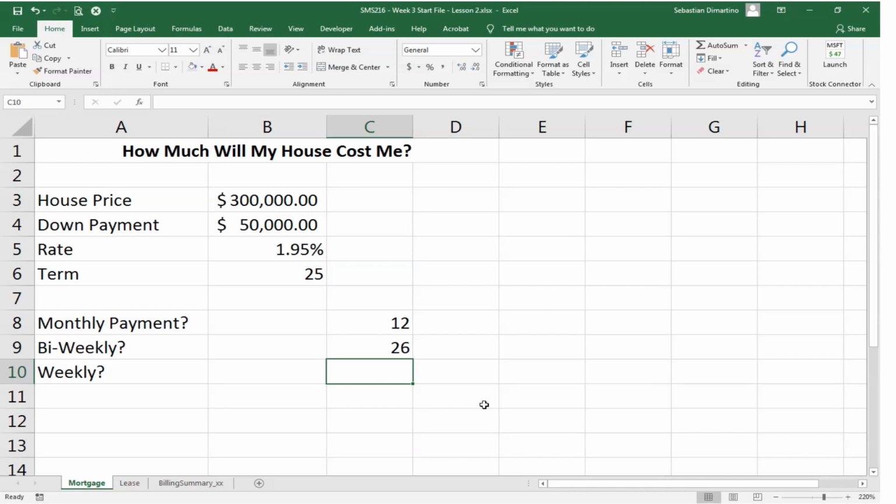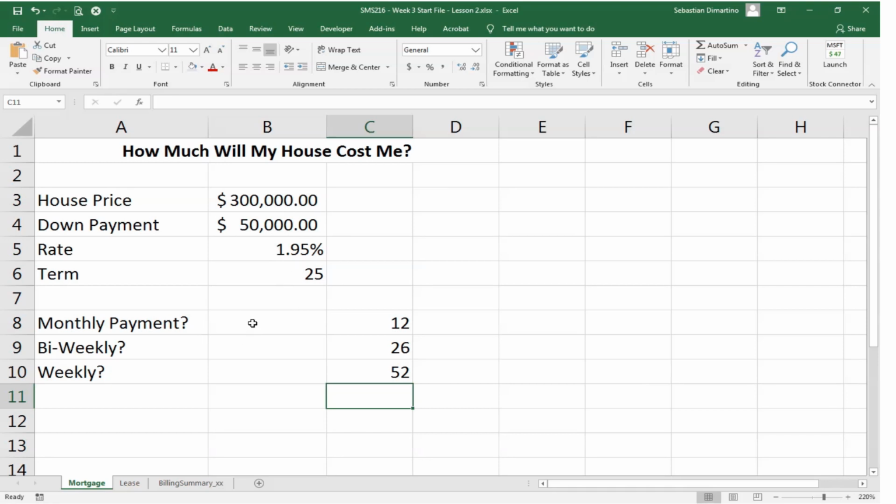So make sure you know monthly is 12 months a year, biweekly is 26 times a year, and obviously weekly is 52 weeks a year. So these frequencies will play into the calculation here of our mortgage.